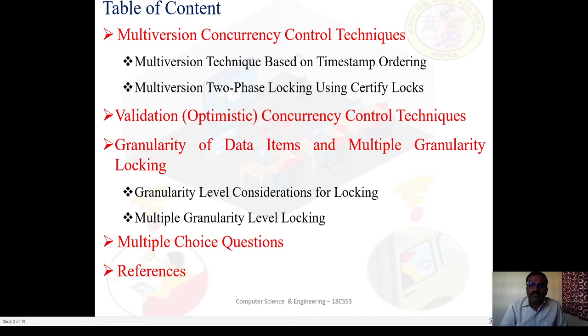In this session, we will discuss multi-version concurrency control techniques. Under this, we will discuss multi-version techniques based on timestamp ordering, multi-version two-phase locking using certified locks, and then validation or optimistic concurrency control techniques, and then granularity of data items and multiple granularity locking. Under this, we will discuss granularity level considerations for locking, multiple granularity level locking, and then test multiple choice questions.